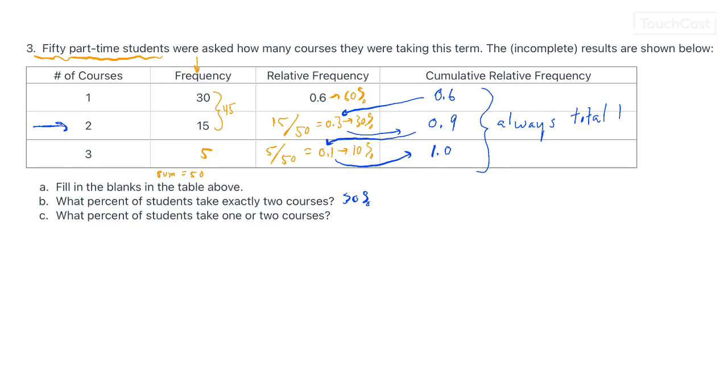And then what percent of students take 1 or 2 courses? Well, 1 or 2 is going to be both of these together. And so we can look at this and say, well, 30% plus 60% is 90%, or we can just look at the cumulative relative frequency at 2, and we can say that this is 90%. And that's that.